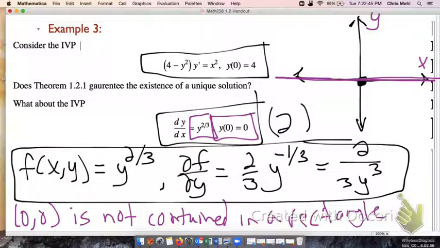Okay, so for the second IVP, Theorem 1.2.1 does not guarantee the existence of a unique solution. In the first case, the initial condition was the point (0, 4), and we were able to find a rectangle on which f and partial f partial y were continuous. But that is not the case for the second differential equation. I don't want to go into that in too much detail.